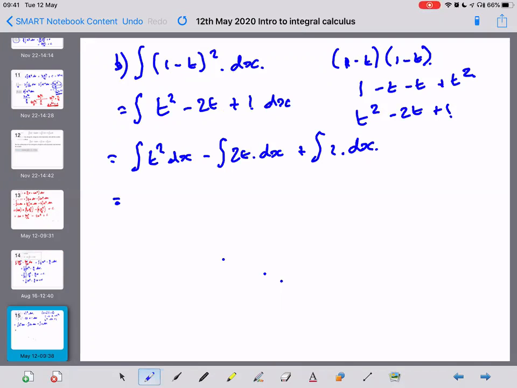So it equals t to the 3 over 3 minus 2 t squared plus t plus c. Here's the final answer.